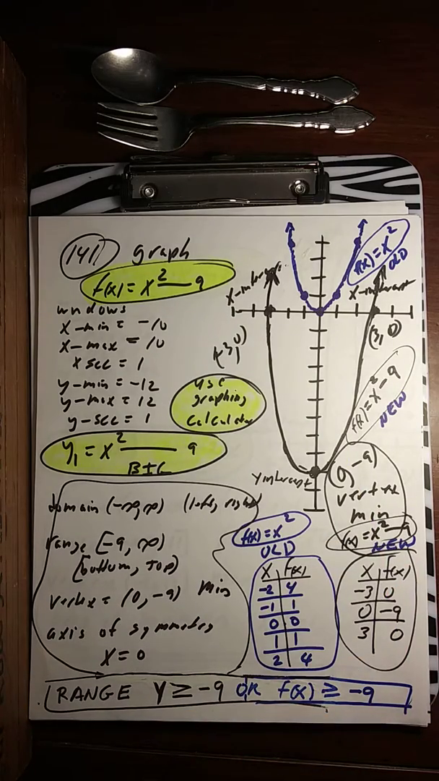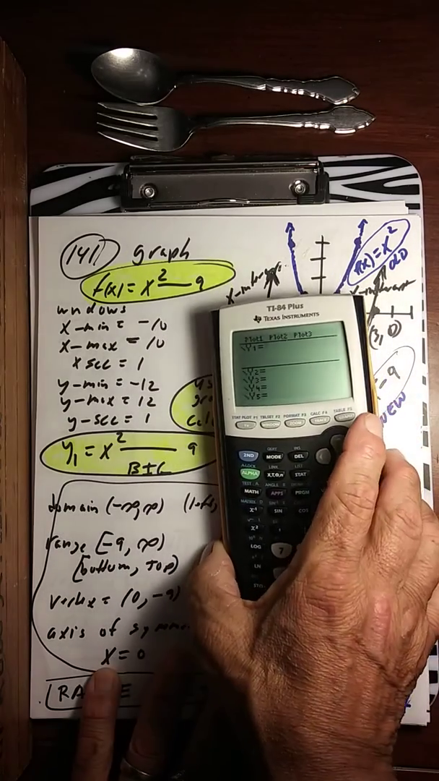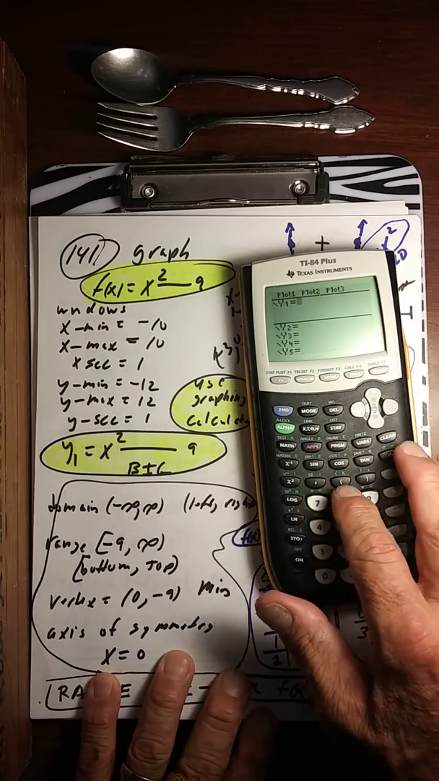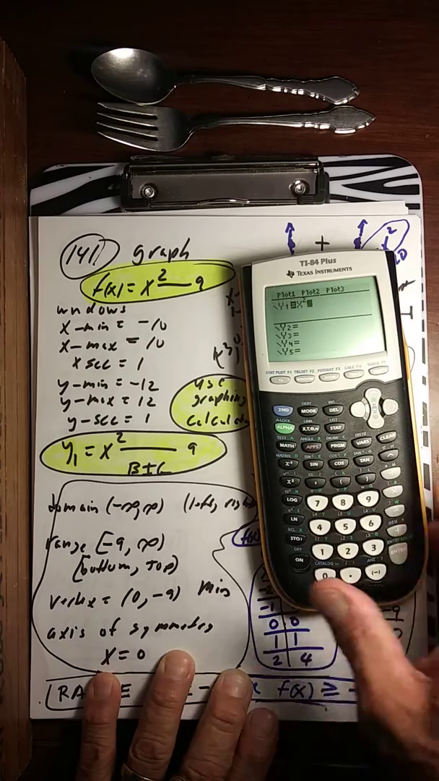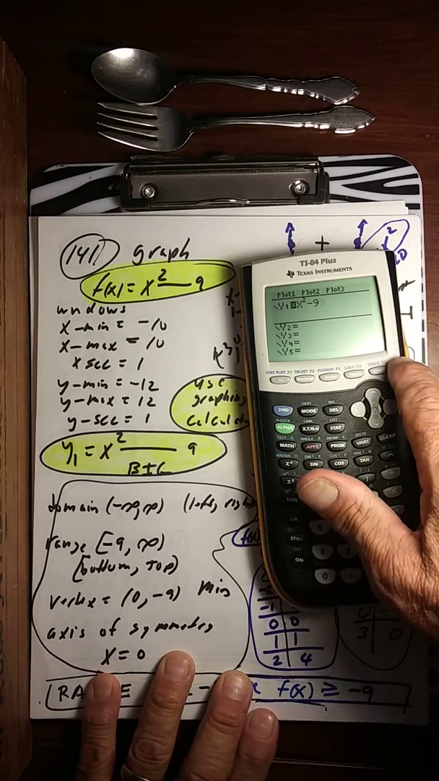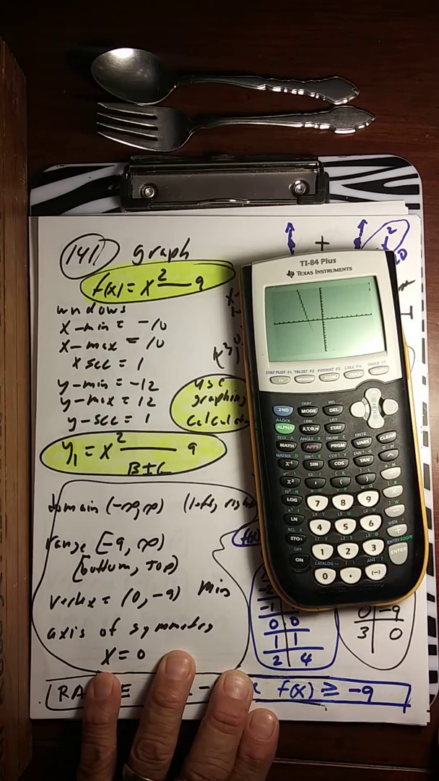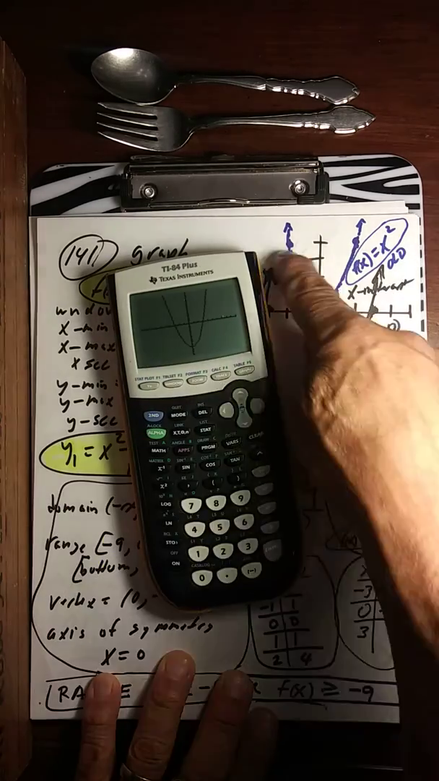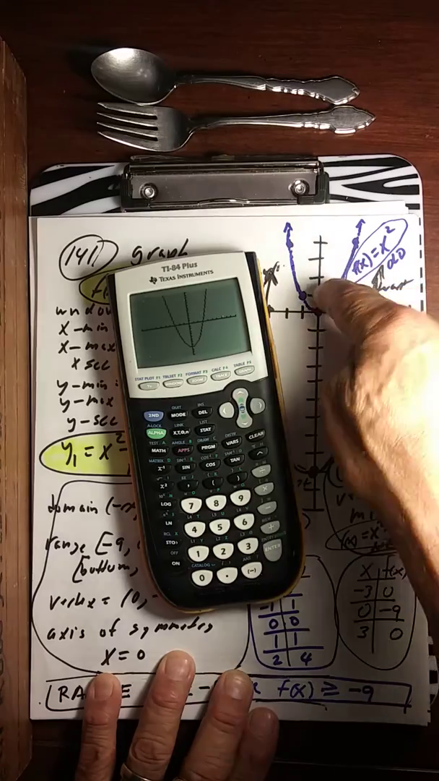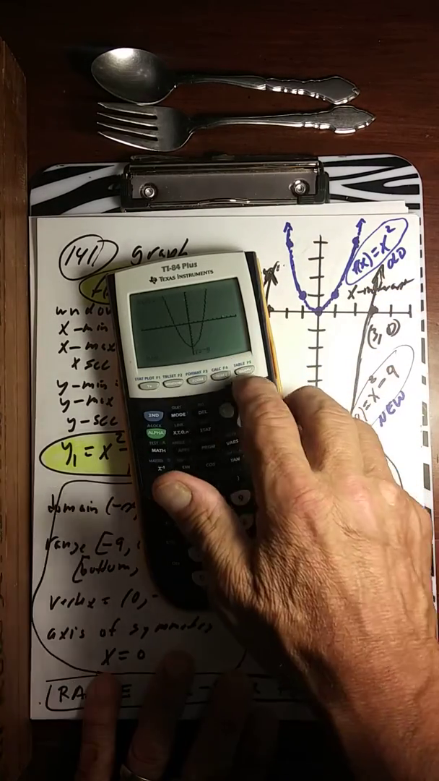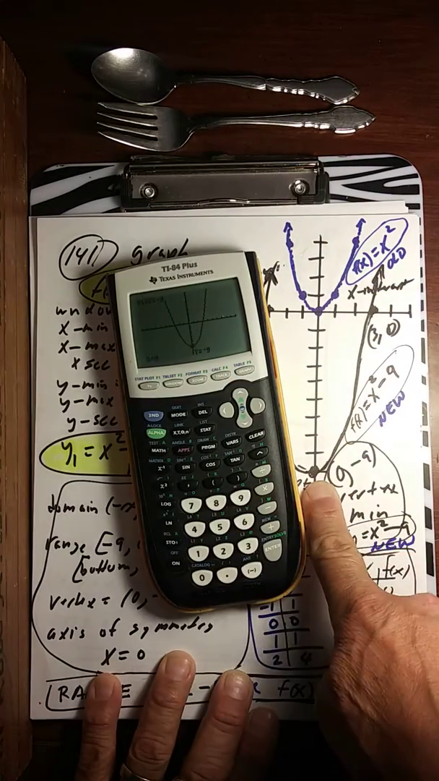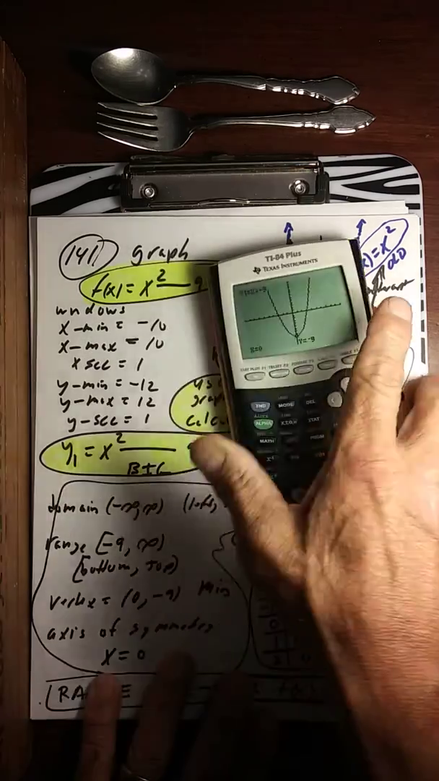Okay. So x squared minus 9. Hit graph. And there it goes. So it's under here. Original one. Shift it 9 spaces down. So you can do a trace. (0, -9). There's one space. Vertex. And there's the other point.